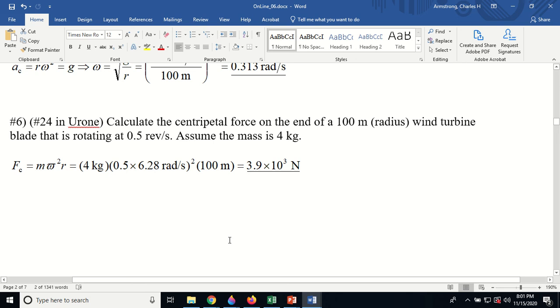We use the angular velocity squared. We use this equation right here. The radius we were given up here, it is the radius, not the diameter.